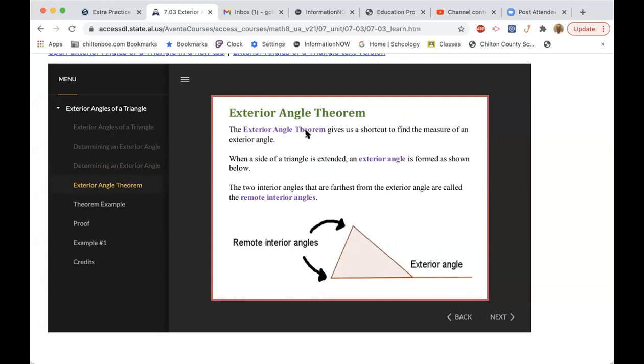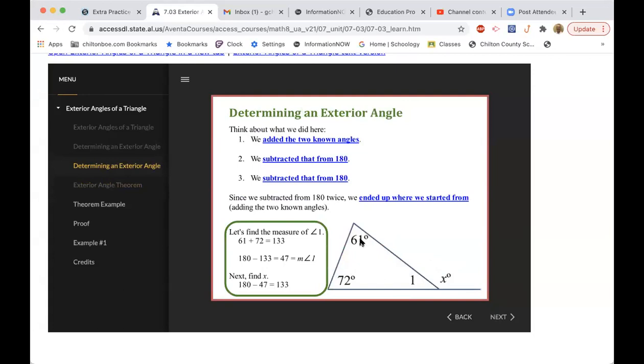The exterior angle theorem, you don't have to remember that word, gives us a shortcut to find the measure of an exterior angle. And here's what it is. This exterior angle right here is going to equal this angle plus this angle. Let's go back and look at the other. 61 plus 72 equals 133, and angle x equals 133. So instead of finding this measure and then saying it's supplementary and subtracting from 180 to get this measure, if you have one that looks like this, where you have a triangle, you know these two angles, you don't know the one supplementary with the exterior angle, you can just add 61 plus 72 to get 133, and that is also going to be the measure of angle x right here.